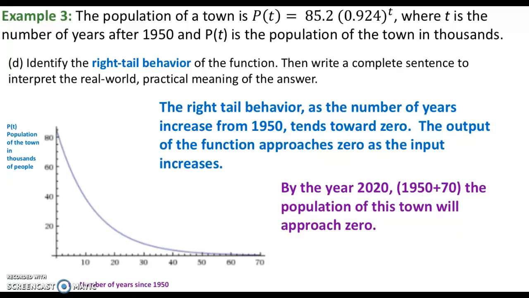So let's put it in context using population and time. We say by the year 2020, which is 1950 plus the 70 years that we're talking about here, the population of this town will approach near 0. We're almost having a ghost town after all these years.